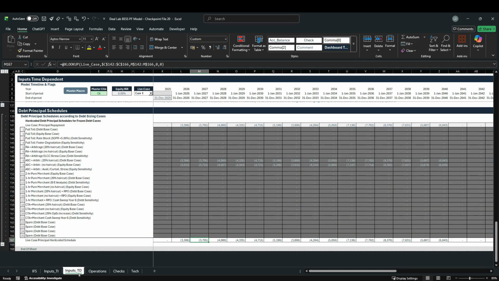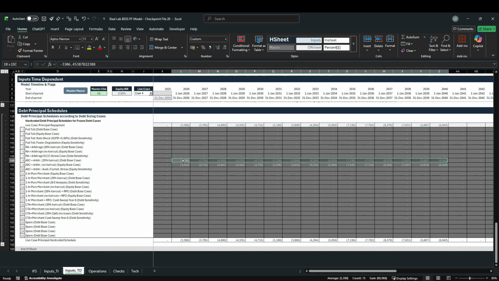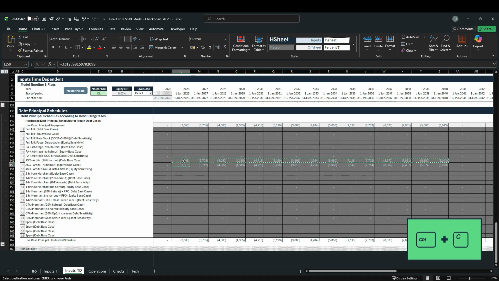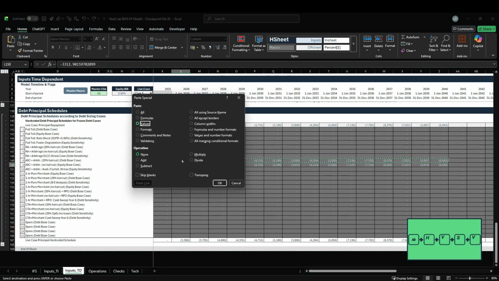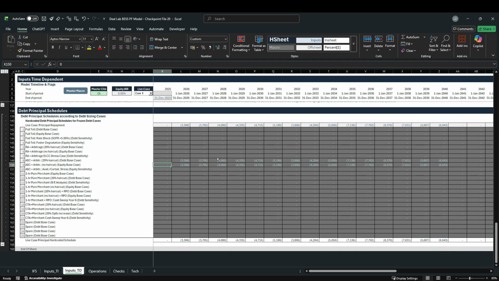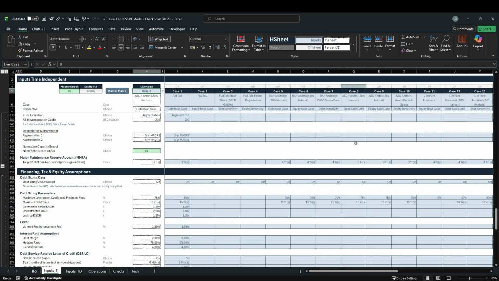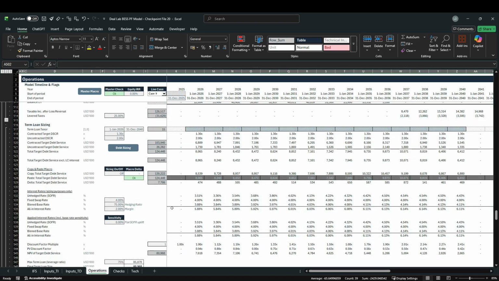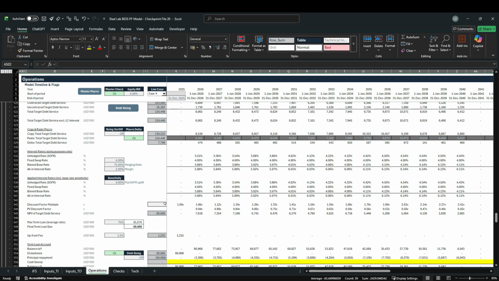go to the inputs time dependent sheet, and this time we make our lives easy. We just simply pick all of these values here, Control C, and paste the values only in row 9, which is the second path of doing it, instead of just adjusting all the assumptions in our inputs time independent sheet again. Then we can select case 9, which now is based on a frozen debt structure from case 8.